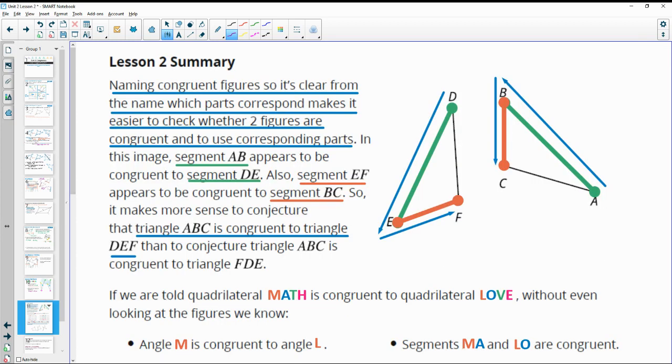Then you can go ahead and highlight this in your summary, some of the important information from today. So just pause the video, read this over. You can use color if you want to make it stand out.